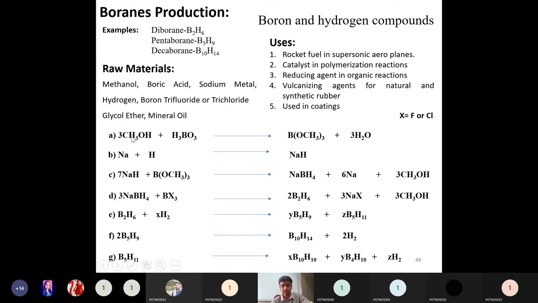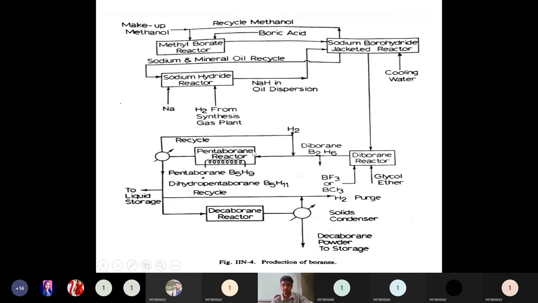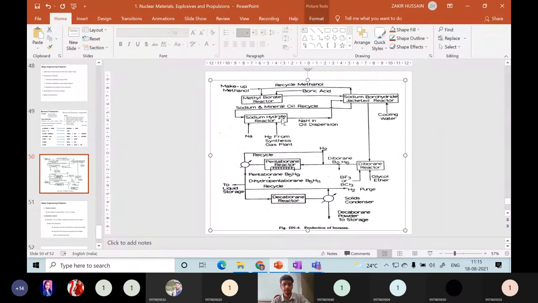So what are the various reactions which are taking place? This one is the reaction and the flow sheet is this one. I will explain in the notes what the different reactions taking place there are.